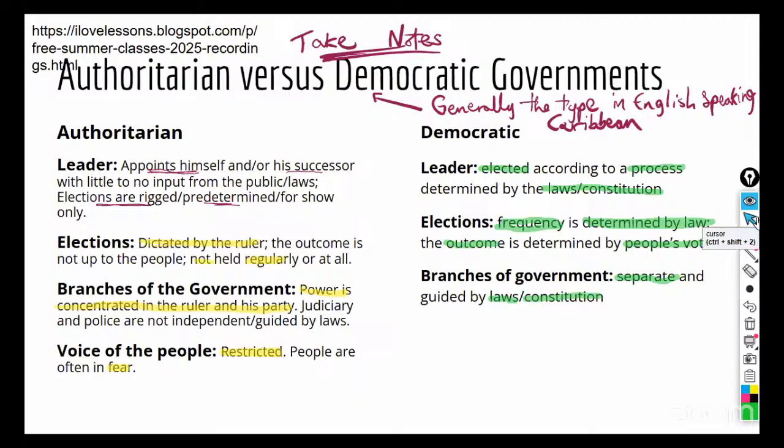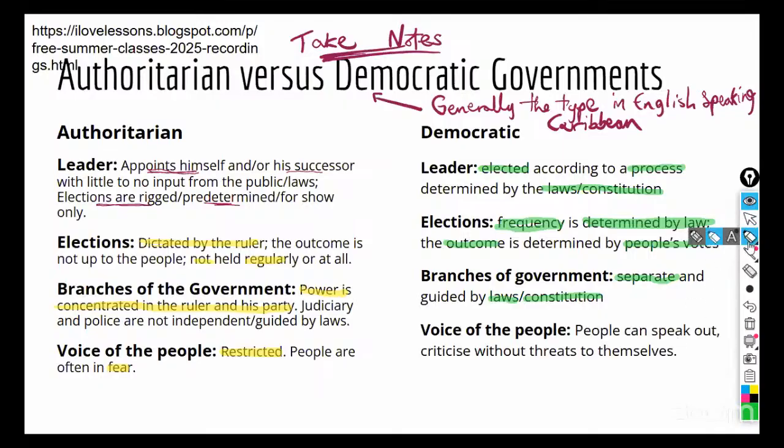So let's think about how that will work. If one is a judge, one judges according to the law and not according to what the leader and his party says they want for the outcome, right?